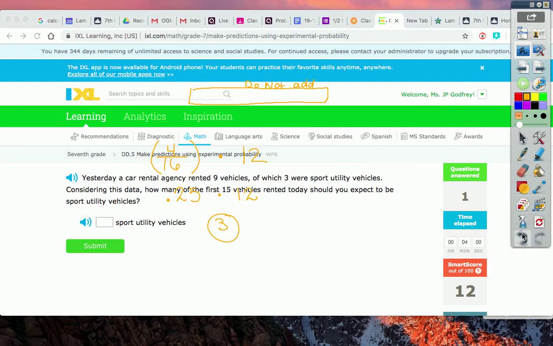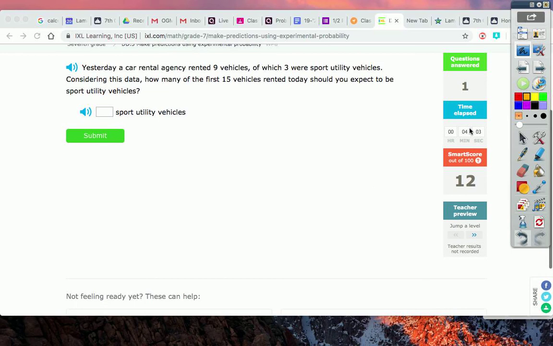Now, let's look at the next one. It says yesterday a car rental agency rented 9 vehicles, of which 3 were sport utility vehicles. Considering this data, how many of the first 15 vehicles rented today should you expect to be sport utility vehicles? 2 events taking place here. The first one, yesterday they had 9 vehicles, of which 3 were sports utility vehicles.